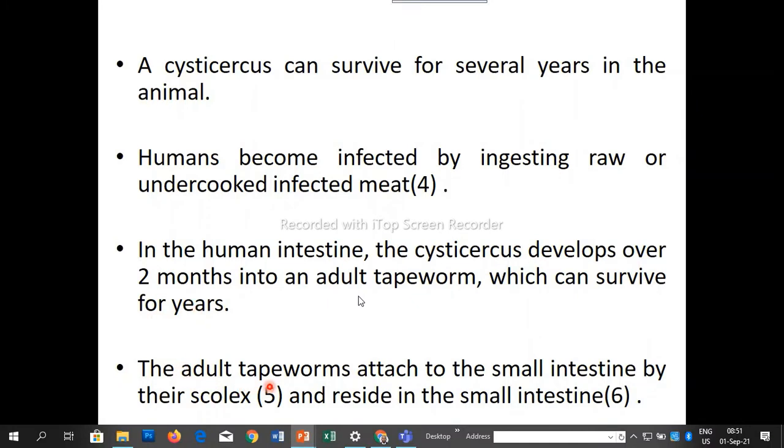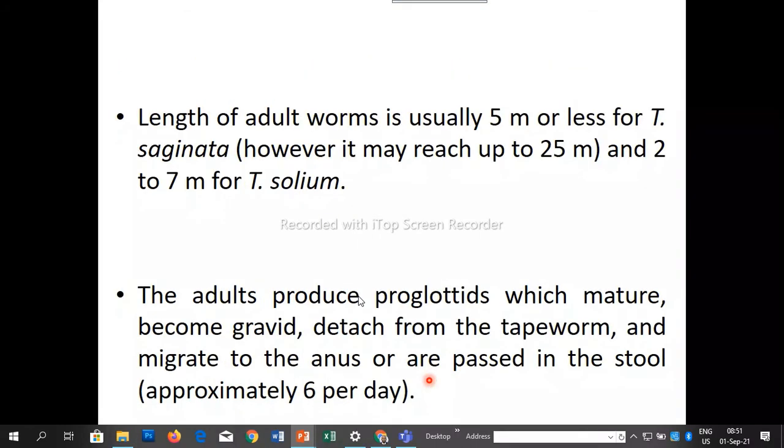Then, the adult tapeworm attaches to the small intestine by its scolex and resides there. The length of an adult tapeworm can go to 5 meters, but it can even reach 10 meters. Imagine having a worm of 10 meters in the gut. And the average is 7 meters for Taenia solium. So the length will depend on the number of proglottids that it has.